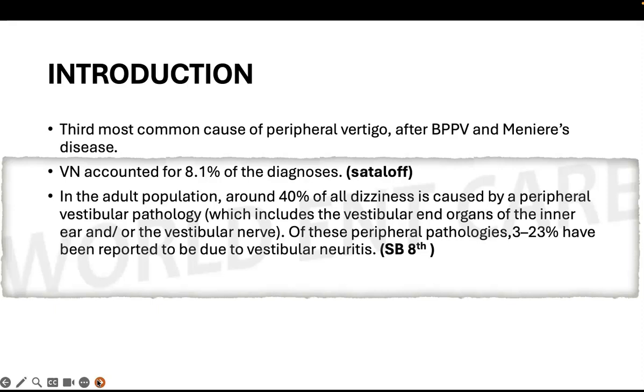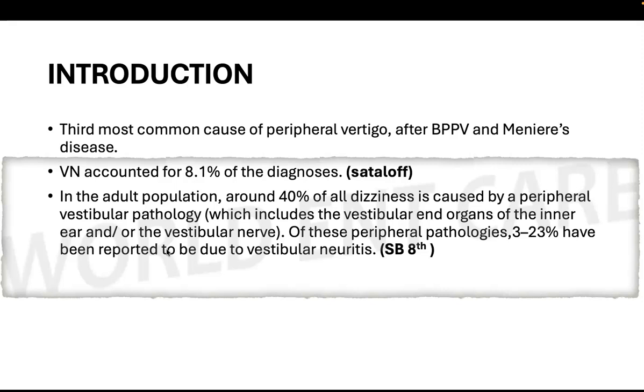Let's start this presentation. So coming to the introduction, vestibular neuritis is probably the third most common cause of peripheral vertigo after BPPV and Meniere's disease, and among patients presenting to the OPD of vertigo and dizziness, vestibular neuritis accounts for around 8.1% of the diagnosis. This is as per Sataloff.